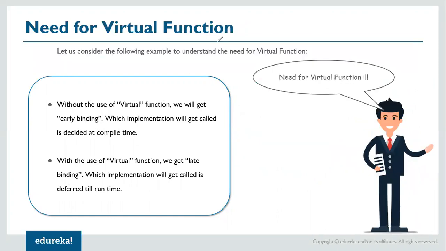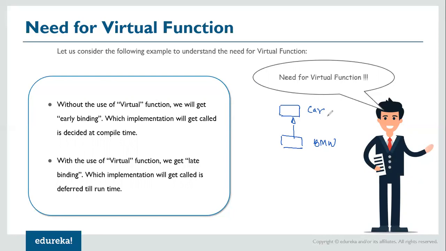Now, what is the need for virtual function? So let us consider the following example to understand the need for virtual function. Now, without the use of virtual function, we will get early binding, where which implementation gets called is decided at compile time. So basically what is early binding? So let's say you again had a base class, right? And you have a derived class here, right? Now this time I'm going to take car, and this time I'm going to take BMW, right? And BMW is extending class car.